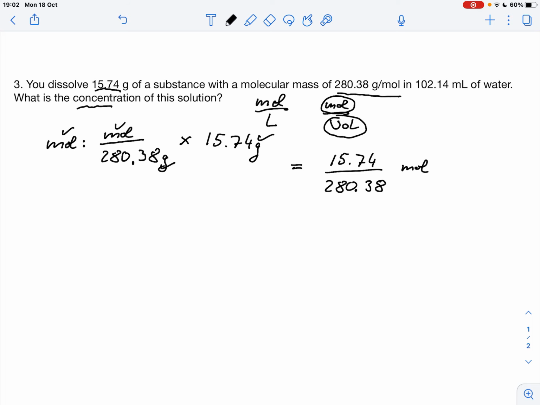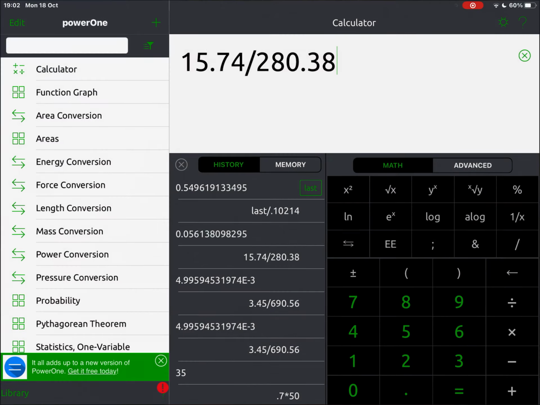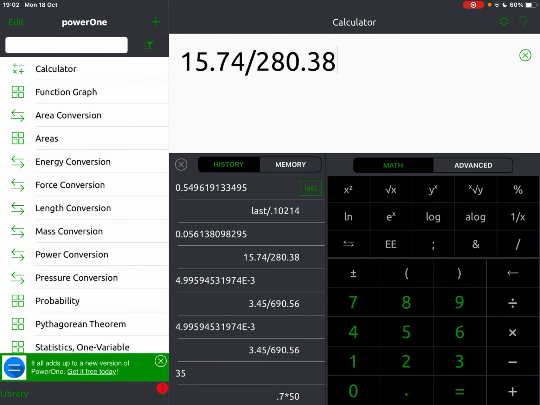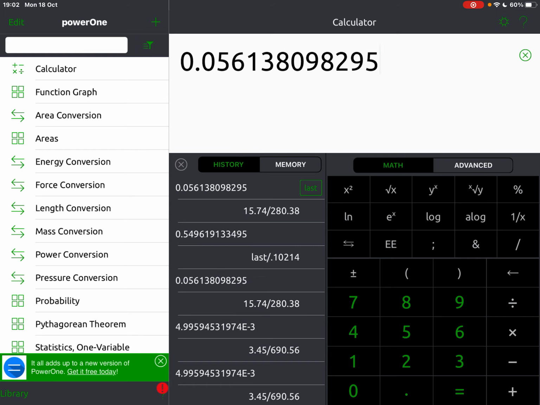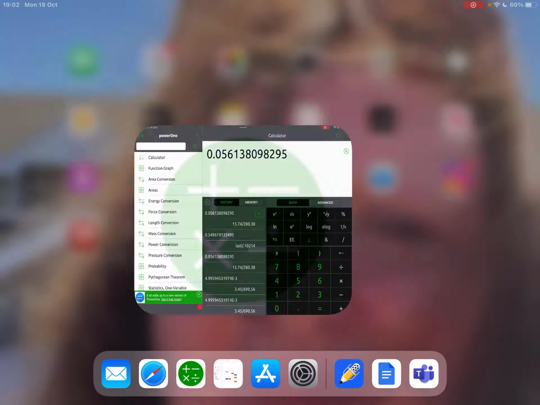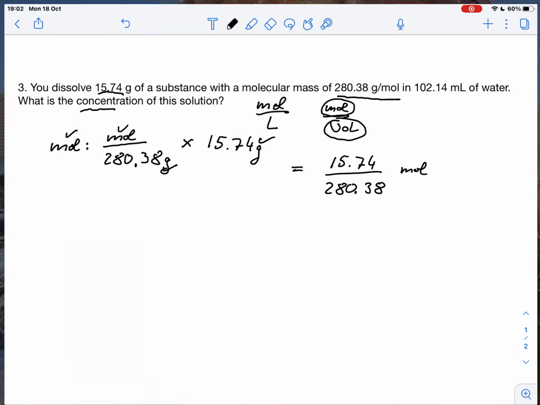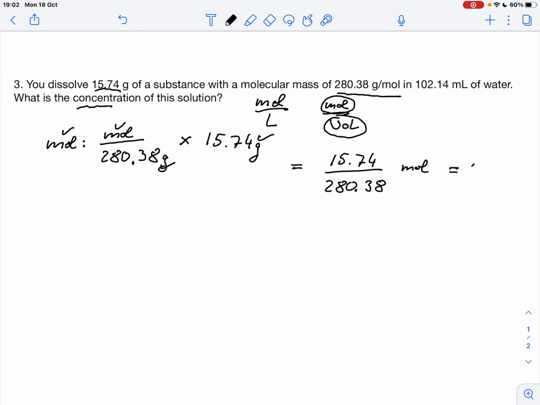Now we just simply put that in the calculator. So 15.74, and that gives us 0.056 mole. So 0.056 mole. So we've got the mole, and now we need to figure out the volume that we have.